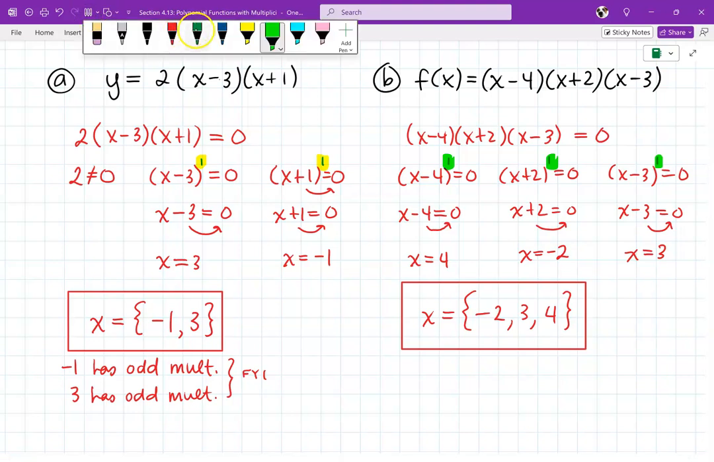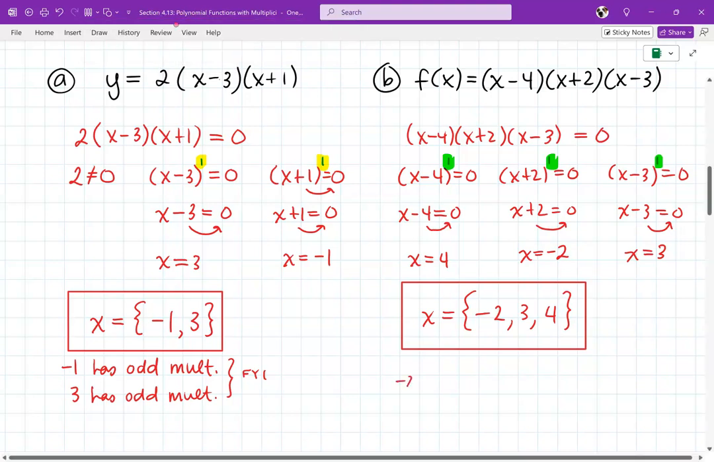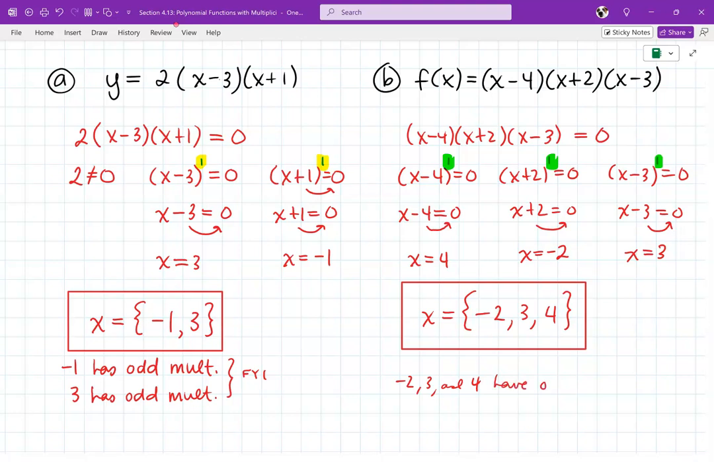So I'm just going to write negative 2, 3, and 4 have odd multiplicity. Again, why is that important? Well, if I'm looking at a graph when x is negative 2, when x is 3, and x is 4 on the x-axis, the graph's passing through it. It's going right through, maybe from the bottom and it's crossing the line, or maybe from the top it crosses the line down, but it's going to cross through it. If it has even multiplicity, it's going to bounce off, and I'm going to show you guys that in a bit. Okay, example 3.